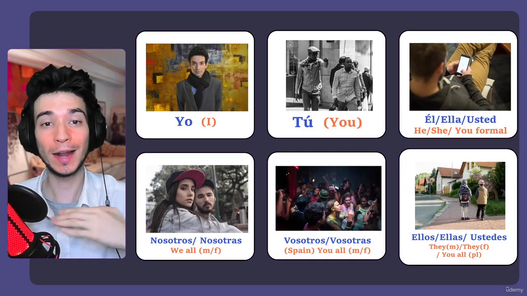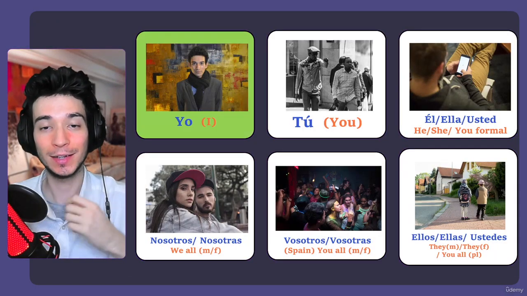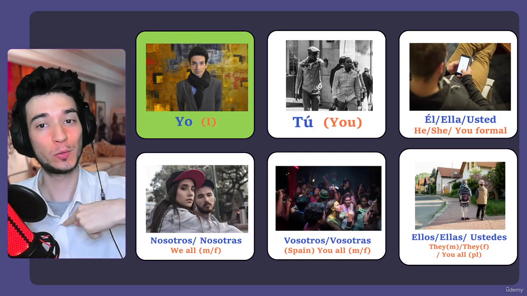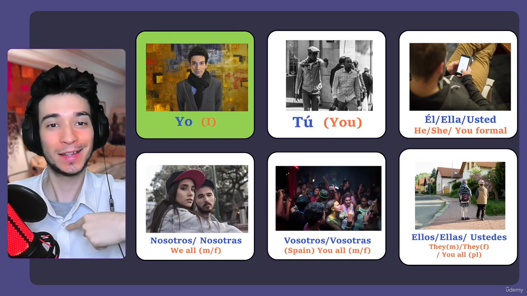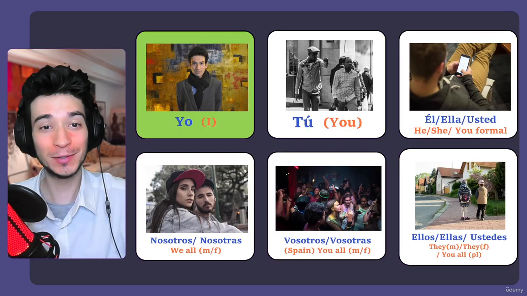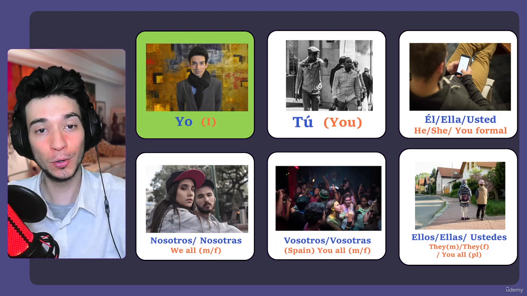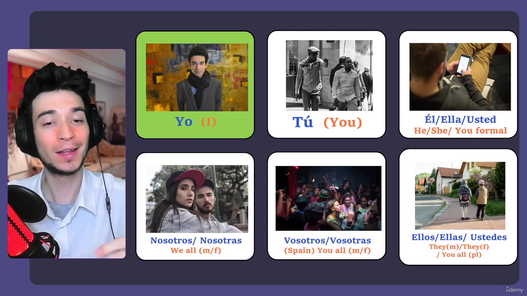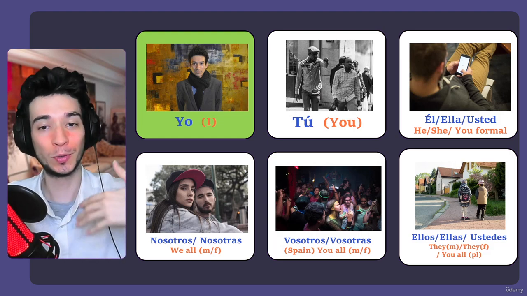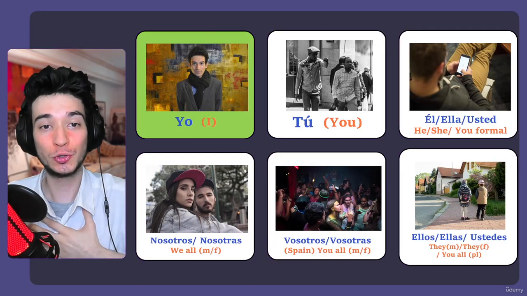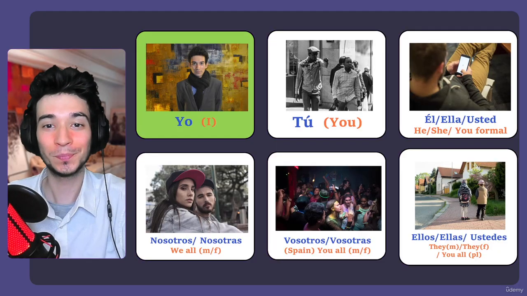So the word for I in Spanish is yo. Yo, I. So yeah, this one is very simple. If you say I go, you would say yo voy. Then go is the verb. We will learn about them in this lesson too. So yes, the first one is yo, the most basic one.